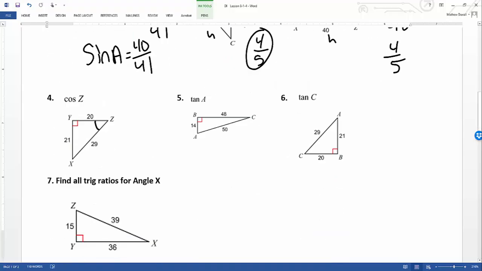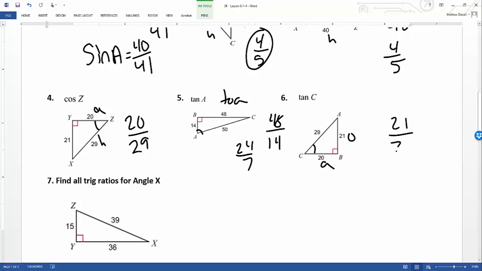Again, cosine of Z, so my adjacent over my hypotenuse, so that's going to be 20 over 29. Tangent of A, so tangent, SOH CAH TOA, so opposite over adjacent, and then that's 24 over 7. And then tangent of C, so opposite over adjacent, 21 over 20.